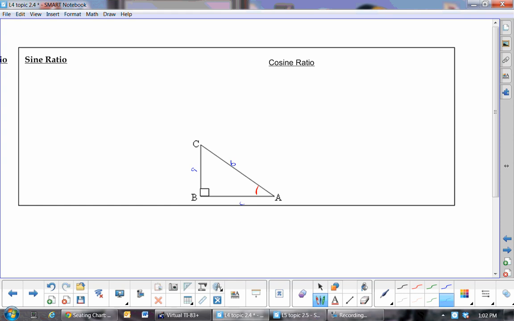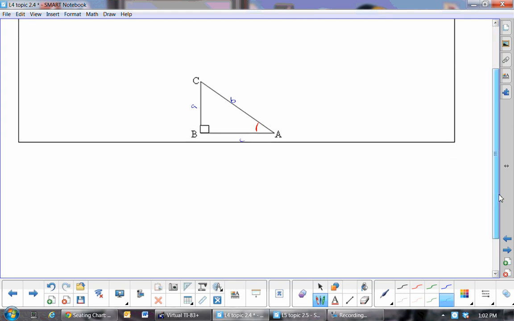Now, if we were to label this triangle with our opposite, adjacent, hypotenuse, what would we call BA? That would be our adjacent, right? Or adjacent, okay? So I'll do ADJ so it doesn't get mixed up with our... How about CA? Hypotenuse. And how about BC? Opposite, right? It's the one I can draw an arrow to.